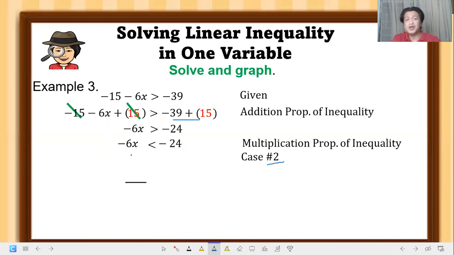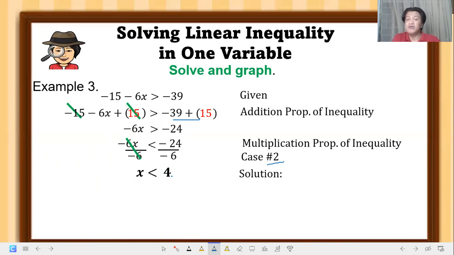Or simply, shortcut na lang natin. Divide natin by negative 6. Okay? And then you can now cancel this same number, negative 6. 1 na kasi yan times x. Kaya x na lang yan. Is less than, what is negative 24 divided by negative 6? That will be positive 4. Ibig sabihin, ang solution set natin ngayon dyan, lahat ng number na mas mababa sa 4.